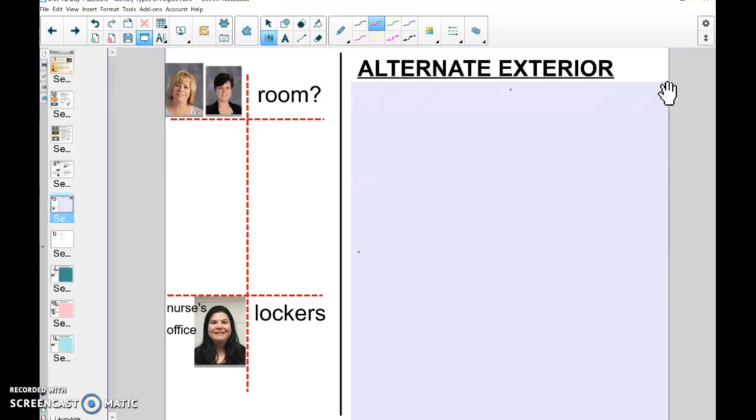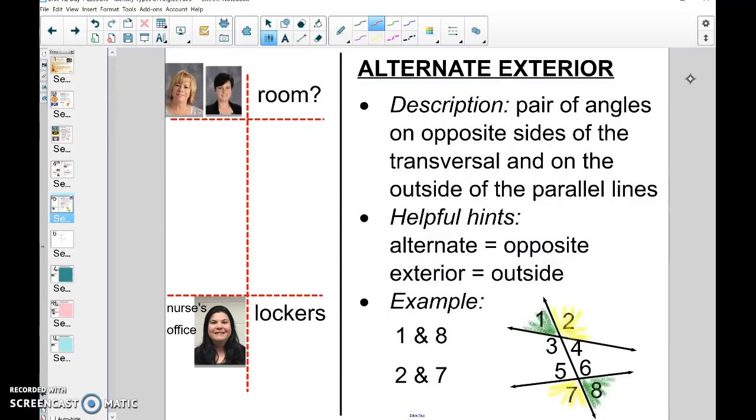That's the outside of the car. So alternate exterior angles are angles that are on opposite sides, hence the alternate, and they are outside or on the exterior of the parallel lines. So those are my helpful hints with that.